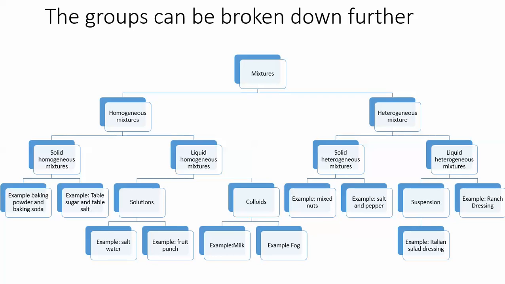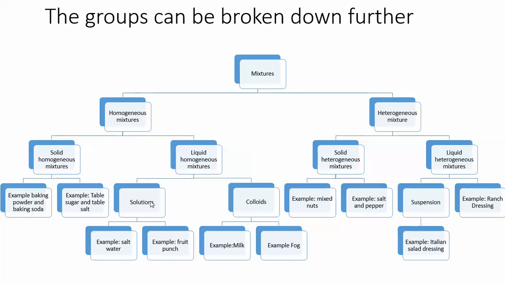So if I mix those together, I'd have two substances. They're mixed together. I don't have a chemical compound for the substance as a whole, right? But I can't look and sort of easily pick out the salt crystal from the sugar crystal, or a baking powder flake from a baking soda flake. I also have liquid homogeneous mixtures, and those can be broken down into solutions and colloids.